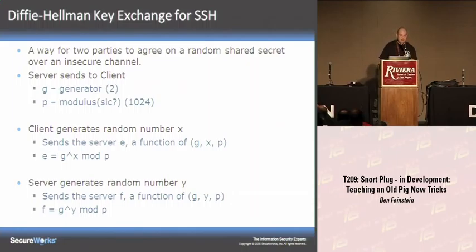The client is going to generate a random number, let's say X. It's going to take G to the X power modulo P. That gives them a number E. So it's a function of G, X, and P. The server, likewise, generates a random number Y. It'll take this random number Y, raise G to the Yth power, and take it modulo P, and get another value F. So the server exchanges F with the client, and the client exchanges E with the server.